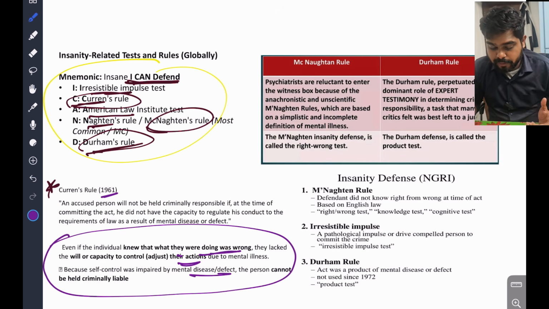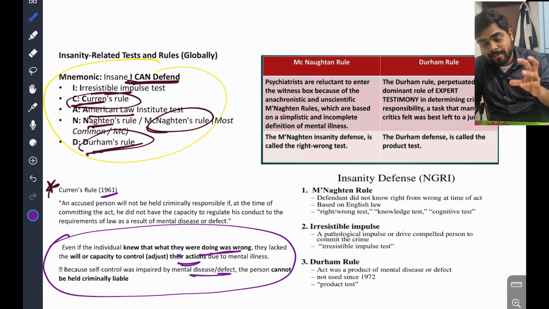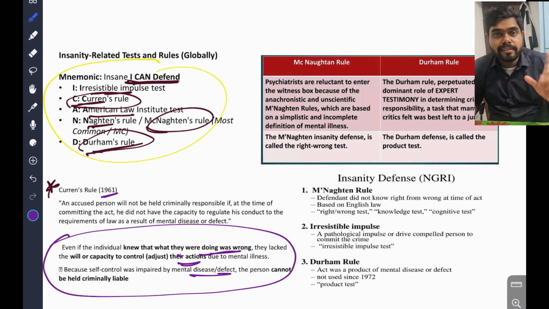Now we can discuss what McNaughton's rule is. Okay, McNaughton's rules are there, Durham's rules also. They won't ask in detail, but they will ask some lines and ask which rule it is. So they'll put Curren's rule, McNaughton's and Durham's rules. You should know all three, because if any question comes from there, you will score it.